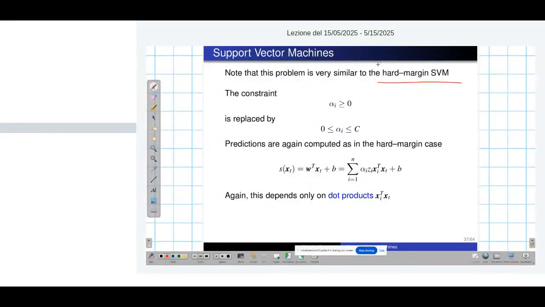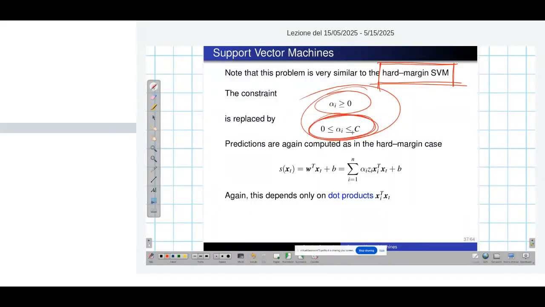This is equal to the SVM that we have seen before, which is also called hard margin. Hard margin because we did not allow any points inside of the margin. The SVM we are seeing now is called soft margin because we allow some points inside of the margin. From the dual point of view, the problems are equivalent, except that in the hard margin, we just require the alpha values to be greater or equal than zero.